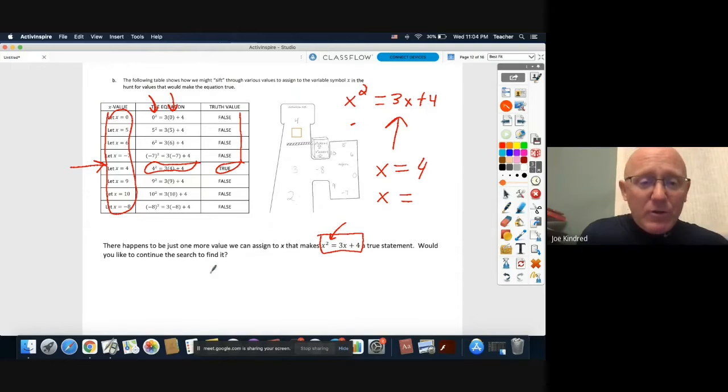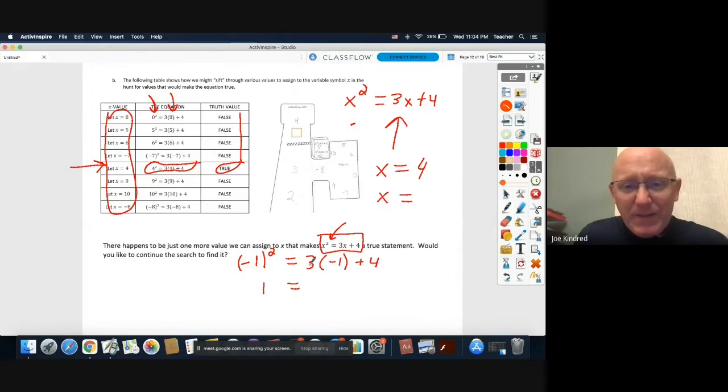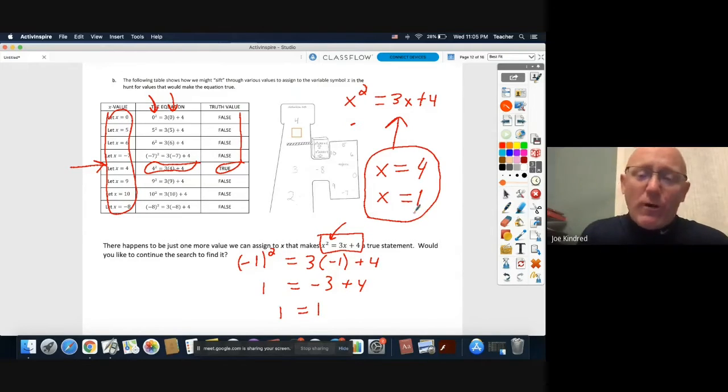Okay, you paused the video and you've had a chance to think about it. Well, if you were to continue to plug in numbers, you might have plugged in -1. So if I just plug in -1 and see what happens: -1 squared is 1. And then 3 times -1 is -3, plus 4. And look, it turns out that makes it a true statement. And so the other solution is x is equal to -1. So your two solutions to this one are 4 and -1.